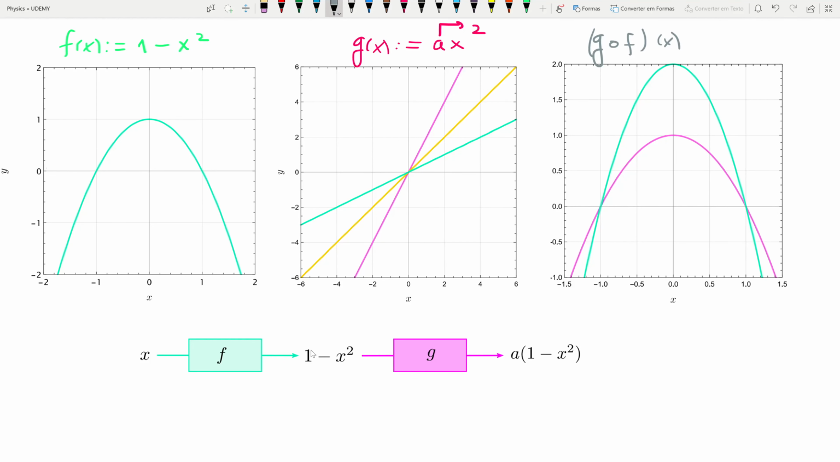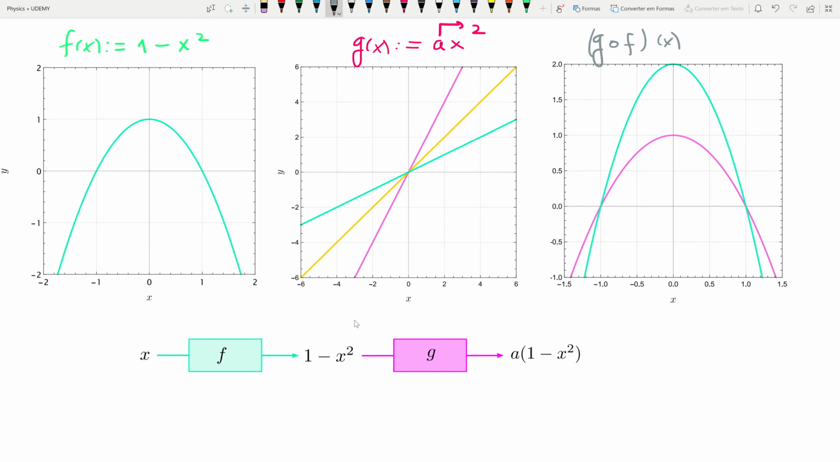From those numbers, 1 minus x squared, now g acts on that number and transforms it into a times 1 minus x squared. So it multiplies the thing by a, which in this case we consider a to be equal to 2. Graphically, what this means is that the input of g lives on this horizontal axis, and the output, a times 1 minus x squared, lives on the vertical axis.